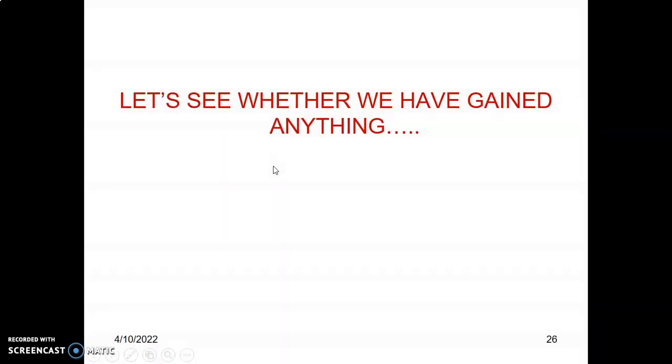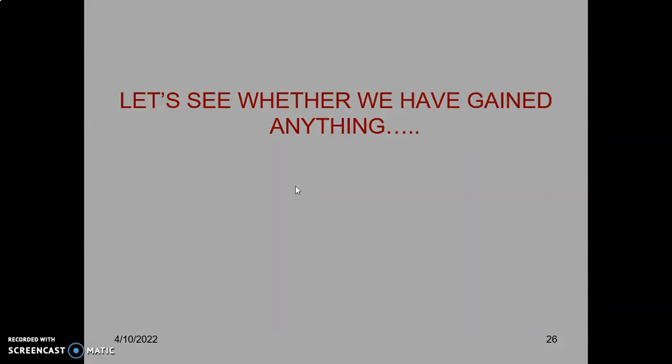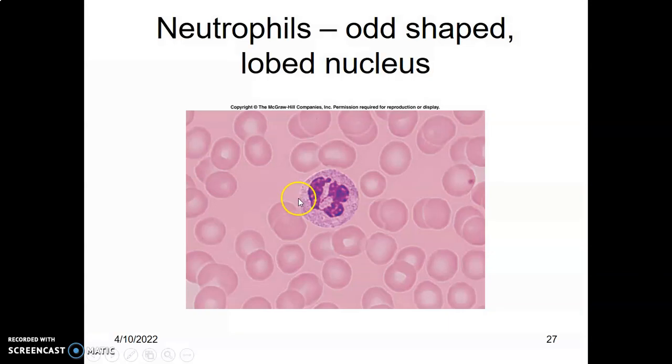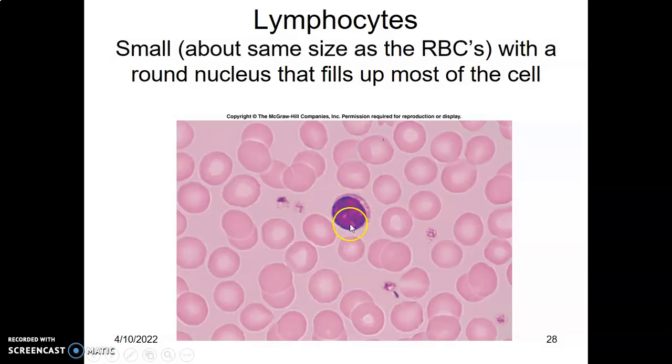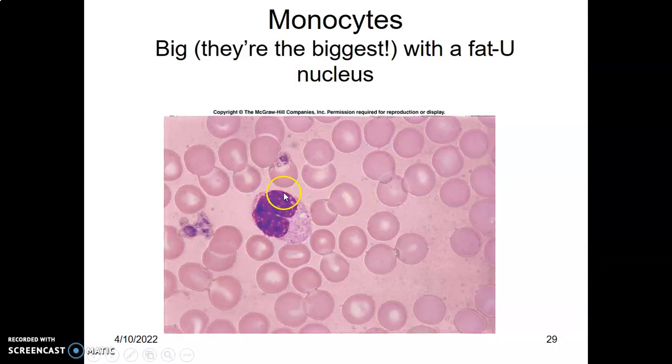Okay. So let's see whether you've understood. So this is definitely a neutrophil. It's larger than a red blood cell. It is granulated in the cytoplasm and has a multi-lobed nucleus. This is definitely a lymphocyte, large nucleus that pushes the cytoplasm to form a thin rim around the nucleus. This is definitely a monocyte, a large cell bigger than the red blood cell with a horseshoe-shaped or kidney-shaped nucleus.